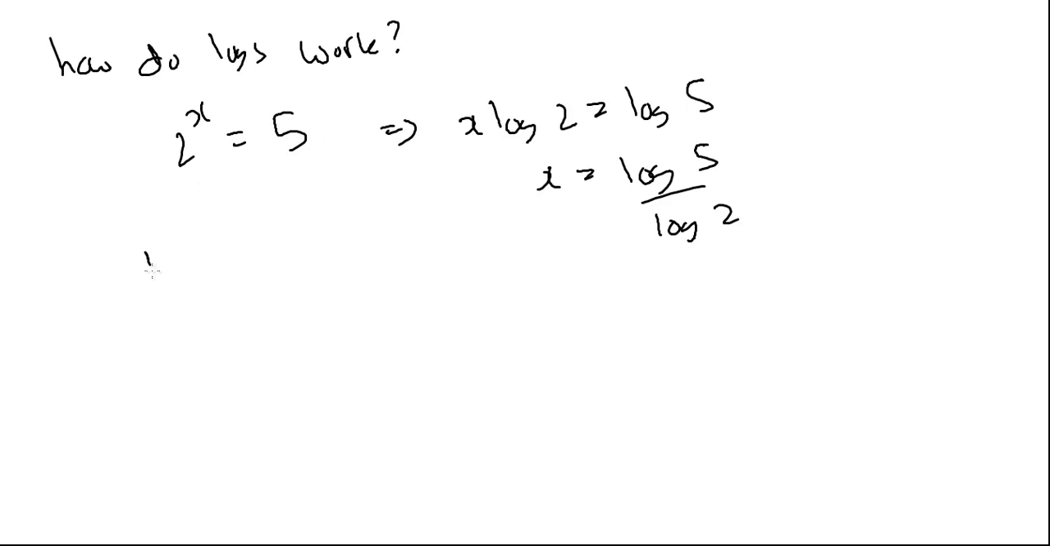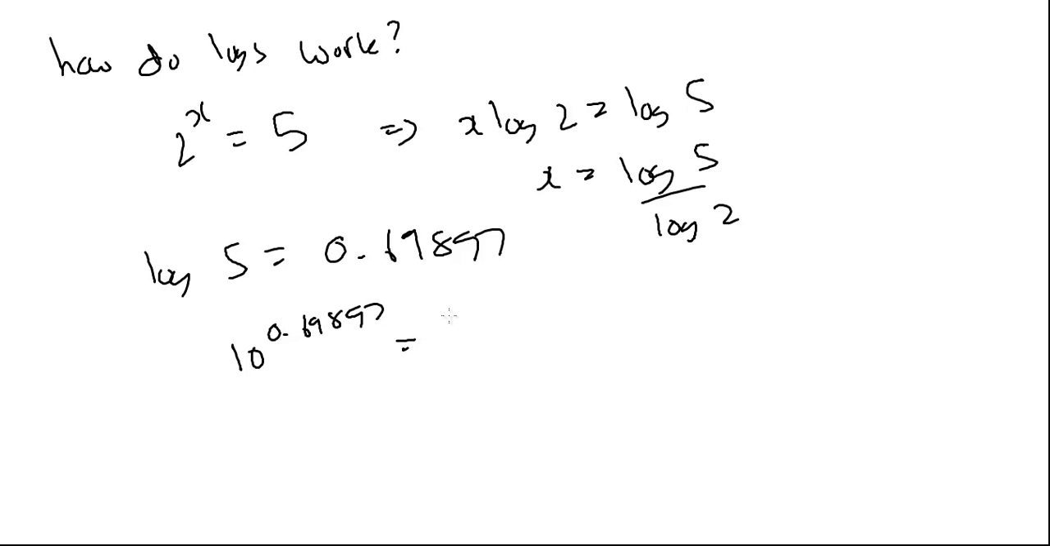A concrete example would be if you take log of 5, and if you just type into Google, log 5, it's something like 0.69897. So what's that mean? Well, that means that if you go 10 to the power of 0.69897, you get 5. Roughly, because there are more digits there, you'll get 4.9999999 and so on.